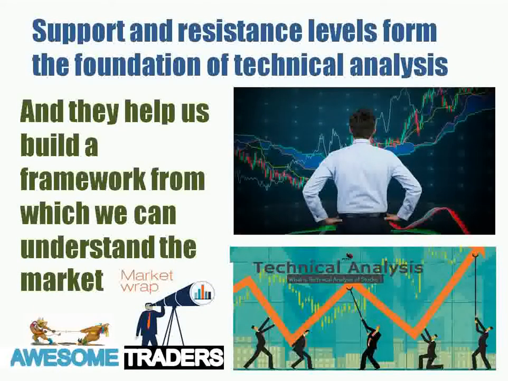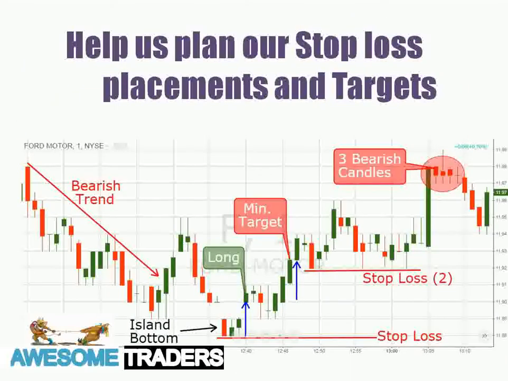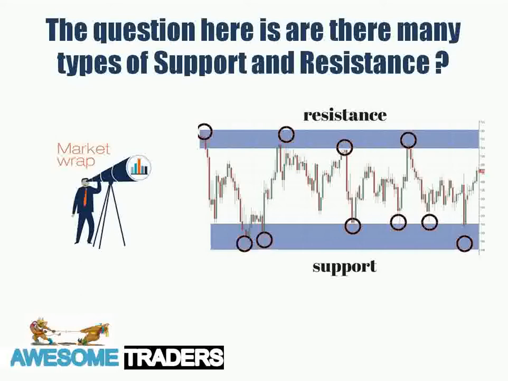These levels form the foundation of technical analysis, and they help us build a framework from which we can understand the market. For price action traders, support and resistance levels help us plan our stop loss placements and profit targets. But perhaps more importantly, these levels give us a way to make sense of the market in terms of what it has done, what it is doing, and what it might do next. So the question here is, are there many types of support and resistance? Well, my friends, we are going to discuss 4 of them in this video.